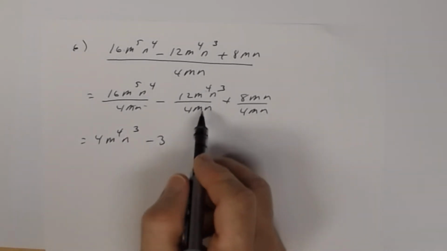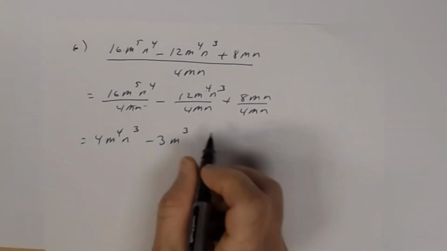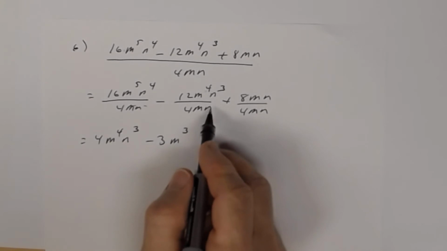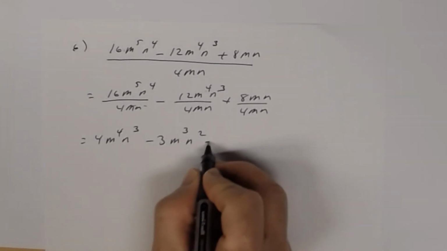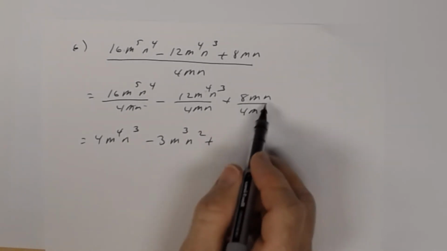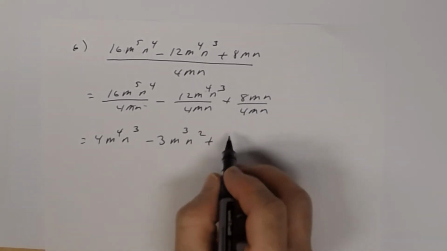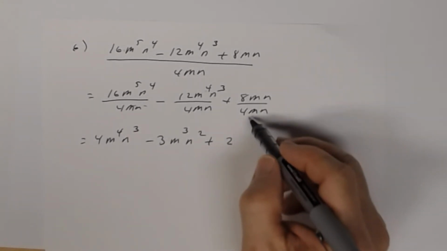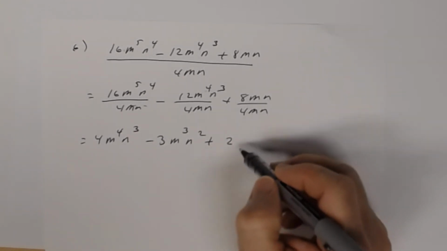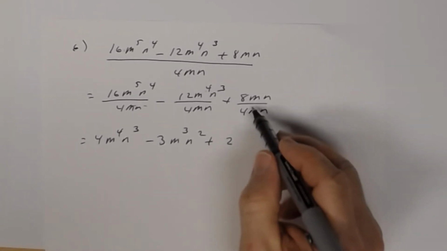Minus 12 divided by 4 is 3, so minus 3. Again, m^4 divided by m. 4 minus 1 is 3, so that's m^3. n^3 divided by n. 3 minus 1 is 2. Plus, and then the next one. Reduce this one now. 8 divided by 4 is 2. Now be careful. See, m divided by m is 1, n divided by n is 1, so that's all you write, 2. So this right here is just equal to 2.